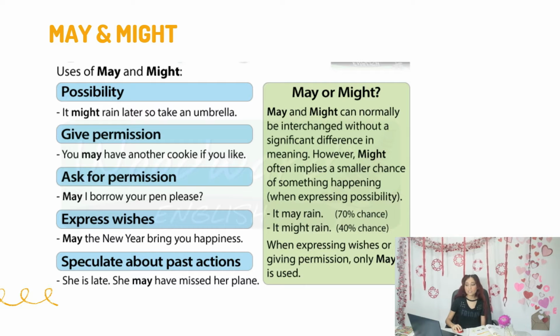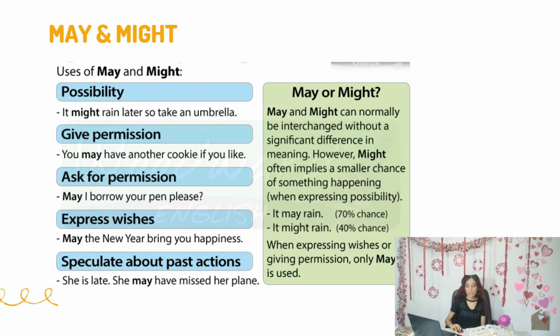So some of the usages are for possibility. It might rain later, so take an umbrella. Okay, we are not sure if it's going to rain, but it's possible. It is used also for giving permission. You might have another cookie if you like. For example, if you are asking your mom, can you give me another cookie? She will say, you might have another cookie if you like.